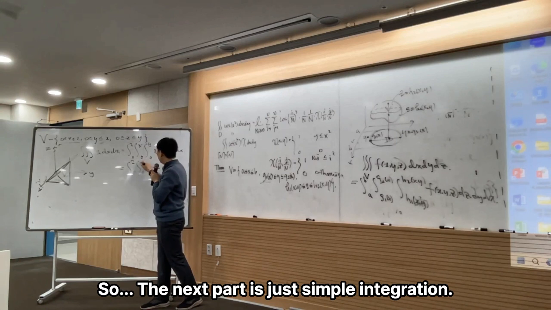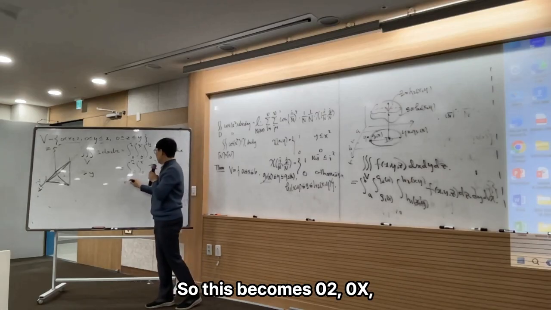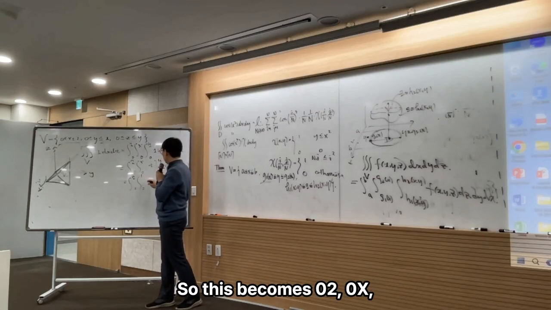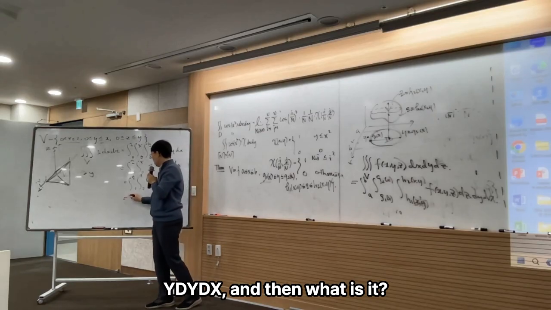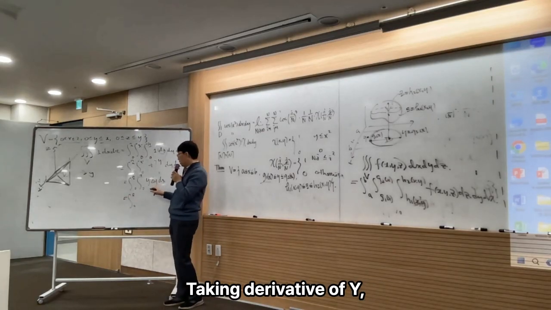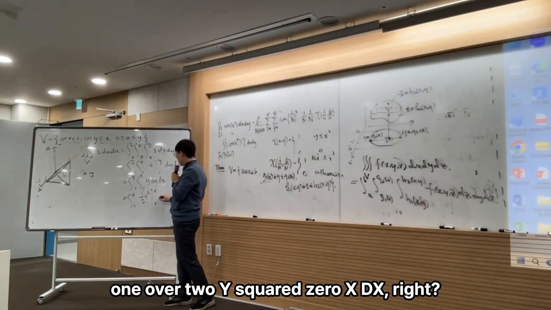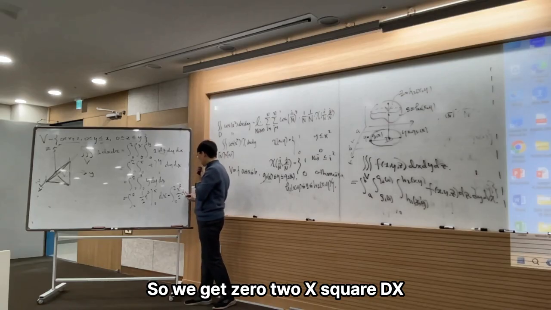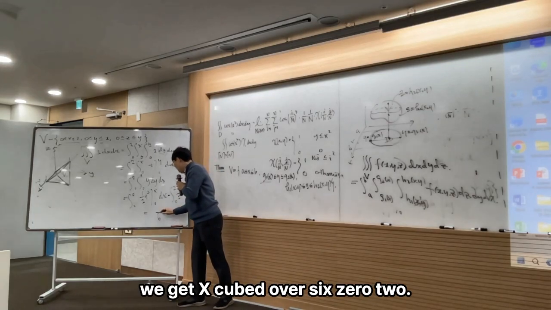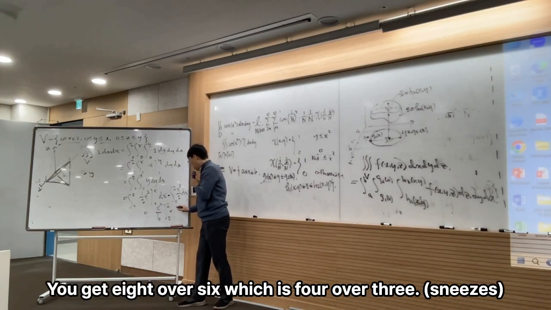So the next part is just simple integration. The integral of 1 dz is z from 0 to y. So this becomes the integral from 0 to x of y dy, dx. Then the antiderivative of y is 1 over 2 y squared, from 0 to x, dx. So we get the integral from 0 to 2 of x squared over 2 dx, and then taking the antiderivative again, we get x cubed over 6 from 0 to 2. You get 8 over 6, which is 4 over 3.